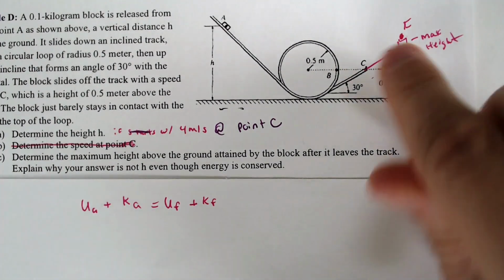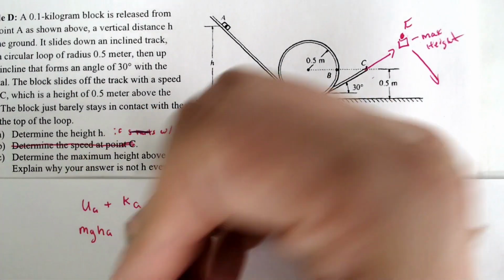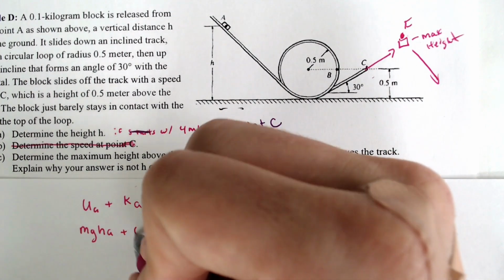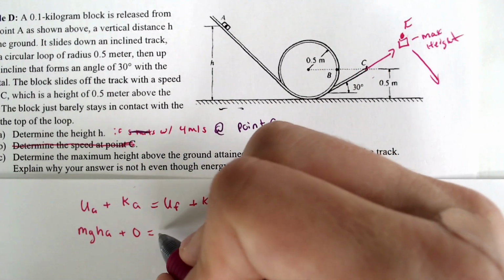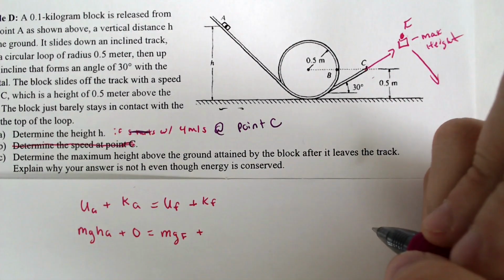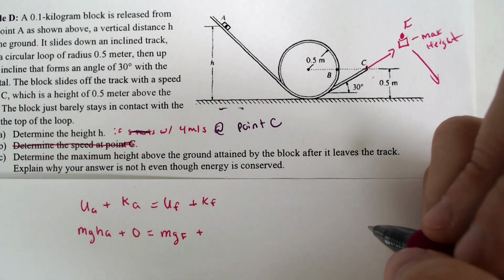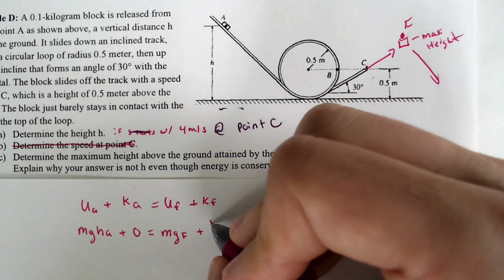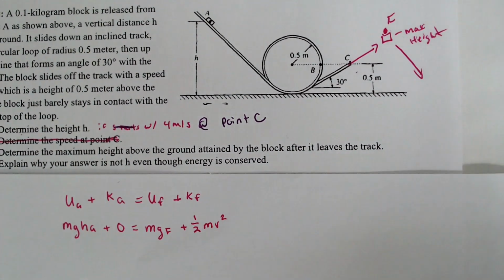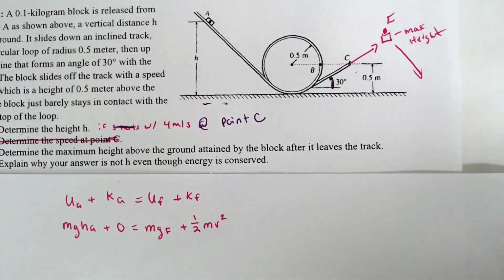So with that in mind, we are going to use mgh_A plus, again, the kinetic energy at point A, which is 0, will equal mgh_f plus the kinetic energy at the final. Well, that's the part that I really wanted to deal with. The kinetic energy at the final will be 1/2 mv squared, but that velocity is going to be very confusing because it's going to be 30 degrees influenced.